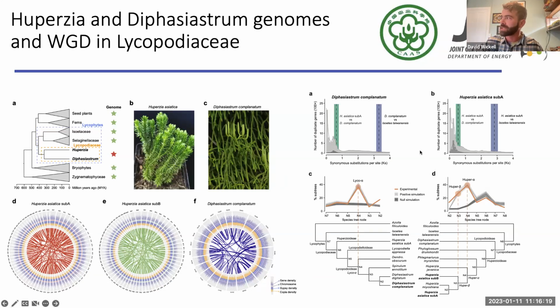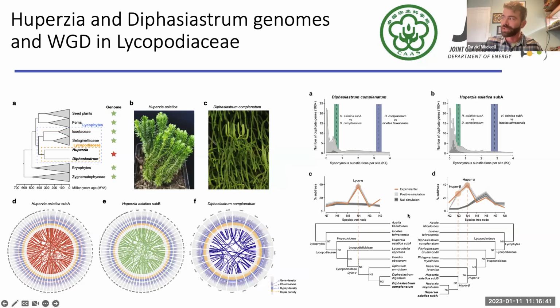The KS plots in this case were a little bit of a nightmare because we observe very low substitution rates in this group. Along with those low substitution rates, there are independent duplications on almost every single branch in this tree in the Lycopodiaceae. So KS plots are generally kind of a mess.